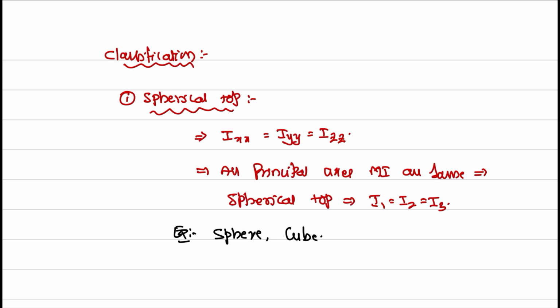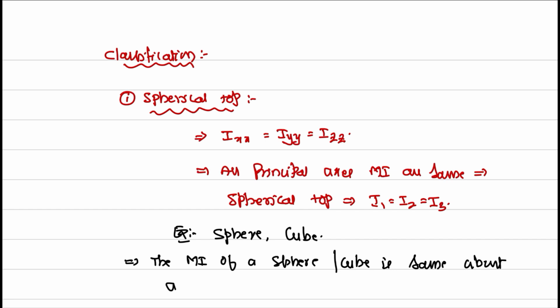This is very, very important. It implies the moment of inertia of a sphere or cube is same about any axis passing through center of mass. For this only I have given 2 lectures on moment of inertia tensor, and how this has come, this is more important. Now I have explained.